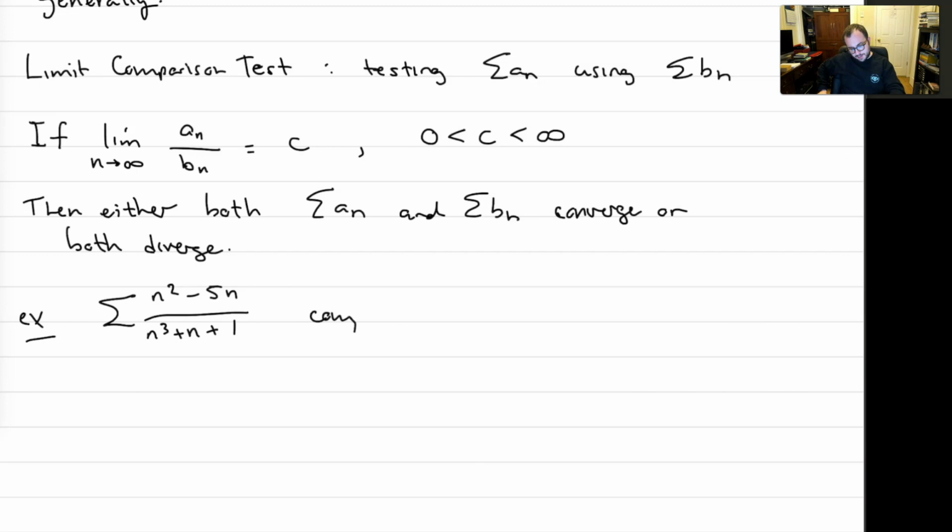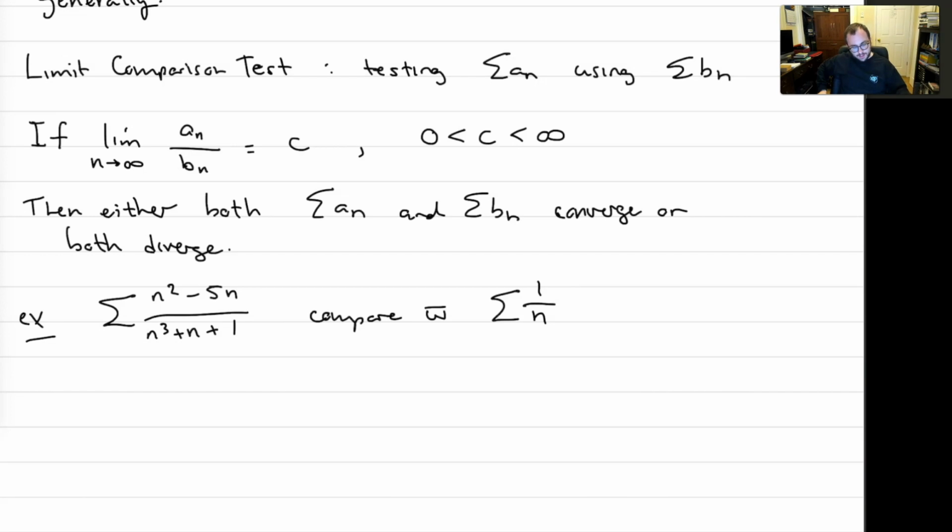So I'm going to compare this with 1 over n. And I knew that because the top of this series is n squared, the bottom is n cubed, n squared over n cubed is 1 over n. You have to be a little clever when you're choosing your series to compare here. Now I can't directly compare these two and use the direct comparison test, because the a_n in this case, n squared minus 5n over n cubed plus n plus 1, is actually going to be smaller than 1 over n, and you're in the same situation as you were with the first example.